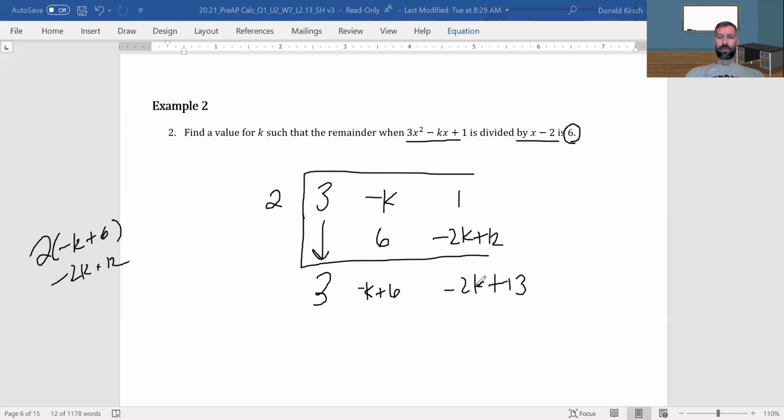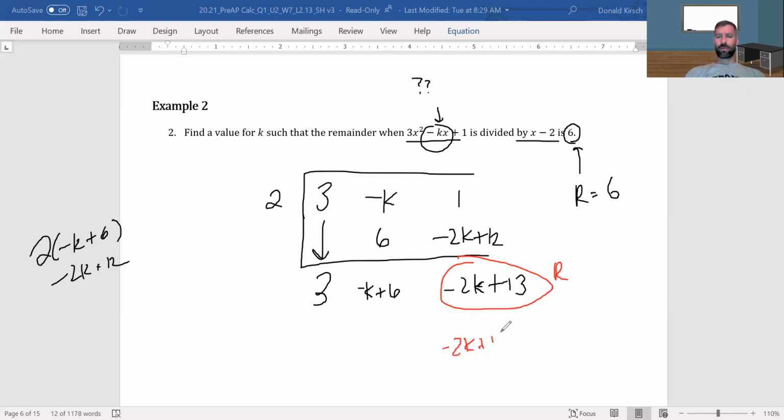Now that would be kind of the whole lead in if I was doing that with just a k there. Now, they didn't ask me to do that. Well, they kind of did. But they actually said find the value of k. But it's telling me that when I divide it, my remainder is going to be 6. And so remember which one of these is your remainder. It's the last one.